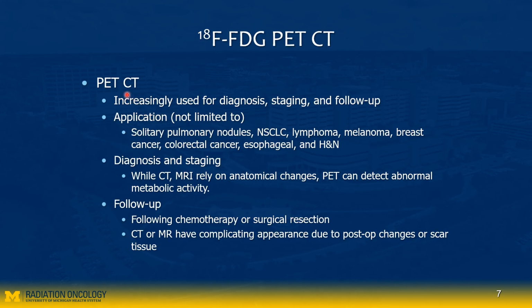So PET-CT can be used for different applications, to identify various types of tumor, such as lung tumor, breast tumor, head and neck tumor. It is used to diagnose where the tumor is, and for staging, how it has spread, if it is local or if it has metastasized. And PET-CT is very commonly used for follow-up after chemotherapy or surgical resection or even radiation therapy.